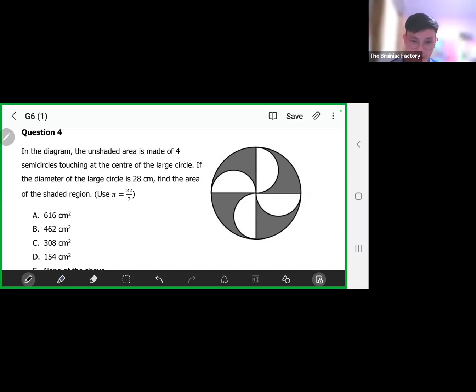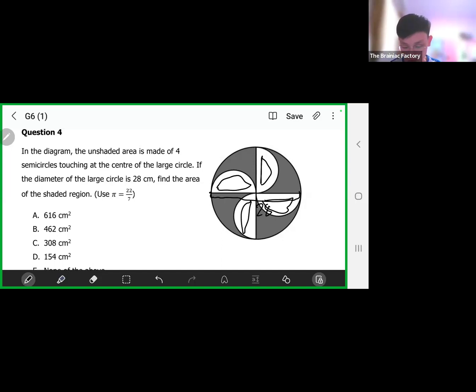Okay, seeing most of you already answered the poll, I'm going to proceed to the solutions. Okay, so the fourth question: in the diagram, the unshaded area is made of four semicircles touching at the center of the large circle. So here are our four semicircles. If the diameter of the large circle is 28, here is the diameter, which is 28. Find the area of the shaded region.